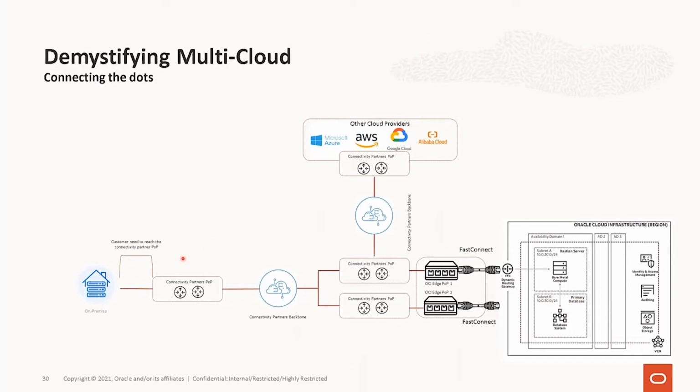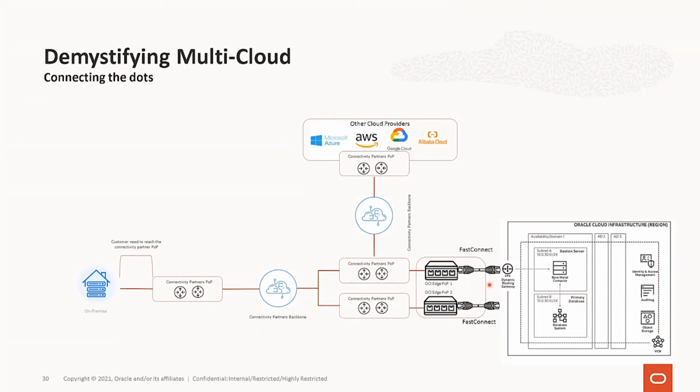If you want to connect an on-premise facility here on the left to one of our OCI regions, we have multiple regions across the world here on the right, you only need to provide connectivity between the on-premise facility and the connectivity partner's point of presence. From this point of presence, you can use the connectivity partner's backbone in order to reach our OCI regions. We have multiple points of presence in each region in order to provide high availability.